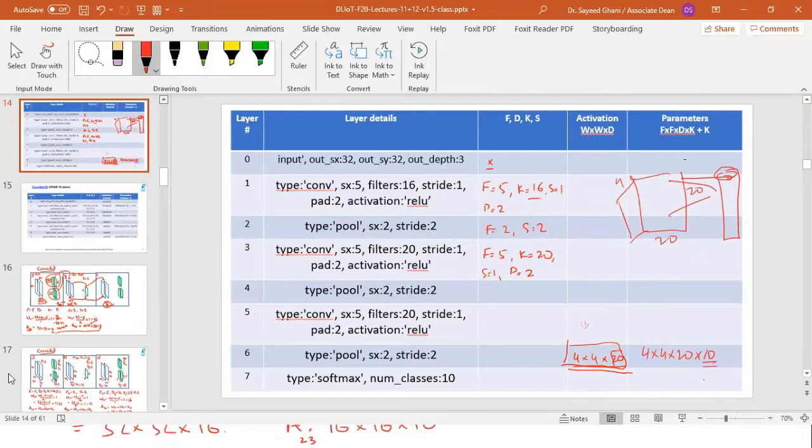Why is it times 10? Can anybody answer that? Look, how many are 4x4x20? This is this particular matrix, right? Why are you multiplying by 10? Because the output is also of size 10. Sorry, this is 4x4x20. I got this wrong, completely wrong. So this is 4x4x20. This is an output of size 4x4x20, right?